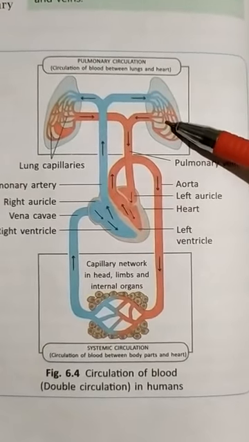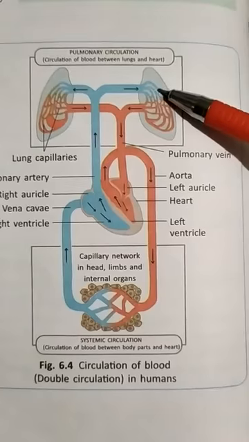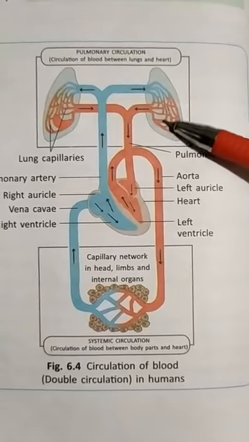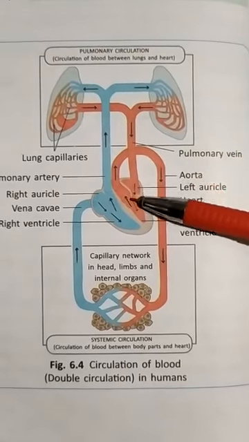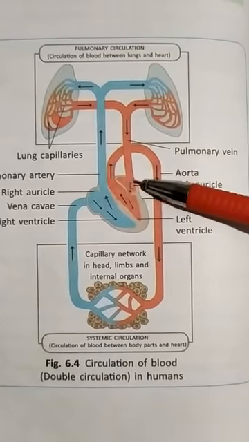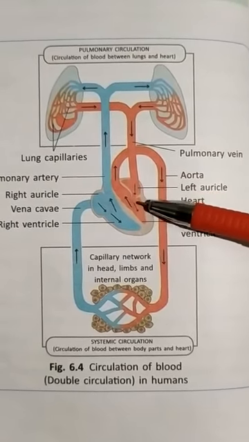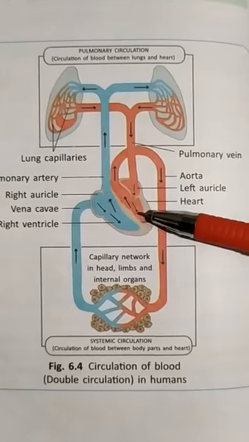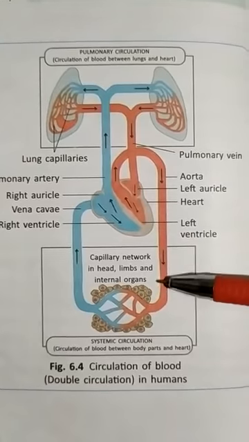After exchange of oxygen in the lung, the deoxygenated blood has now received the oxygen and has become oxygenated blood, and it will move back towards the heart through the pulmonary vein, and it will enter into the left auricle. From the left auricle, it is pumped towards the left ventricle, and from there it is moved towards the aorta.